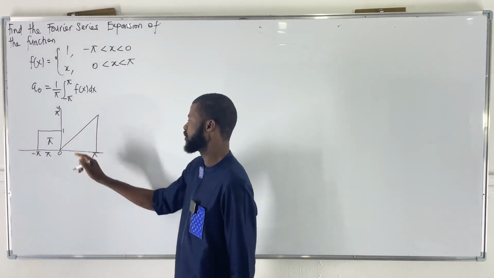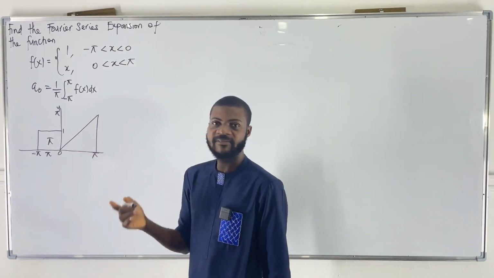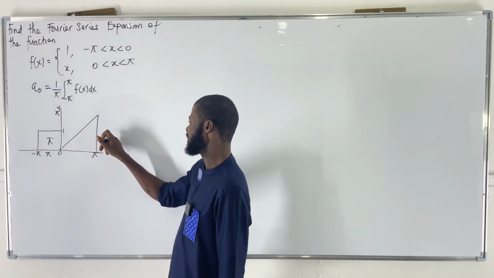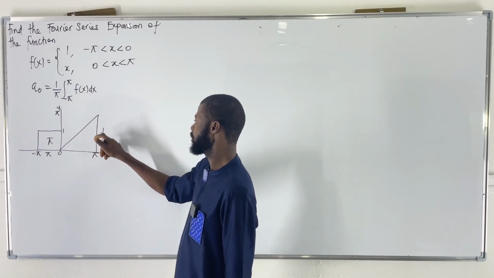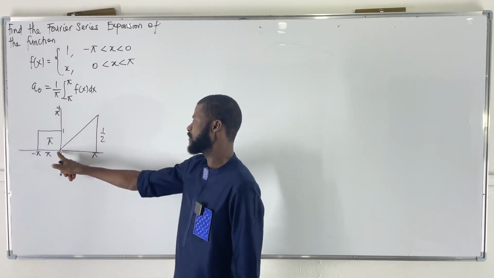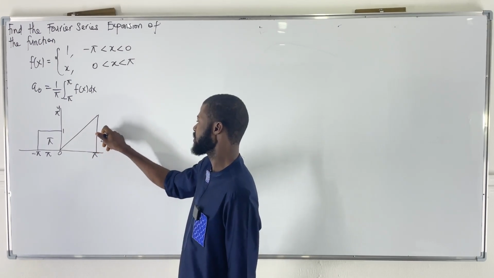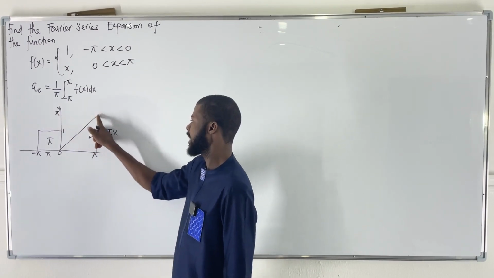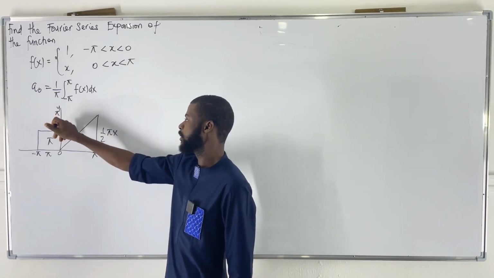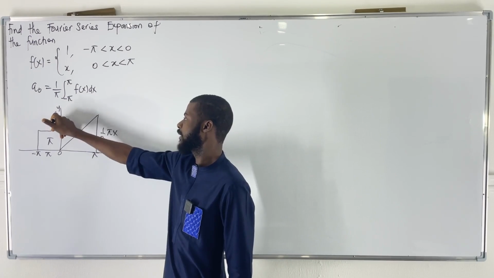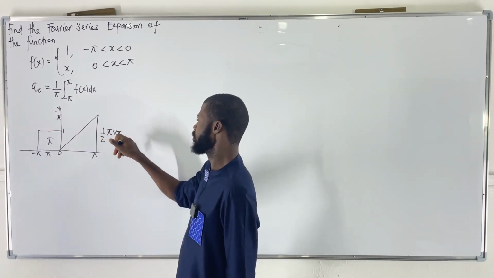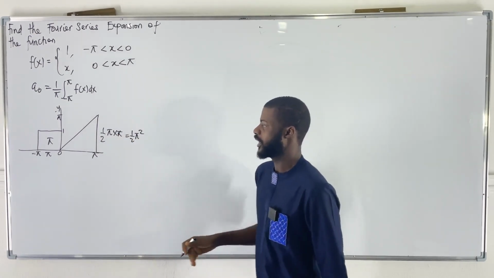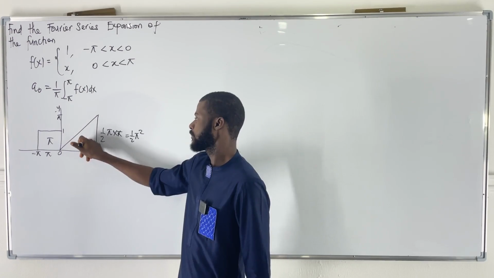Now how about this one? This is a triangle. The area of a triangle is half base times height. So we're going to say this is half BH. What's the base? The base is pi, because from 0 to this is pi. Then what's the height? How high did it go? It's pi. The height of this is pi, because when you trace it properly, you should have pi. So this will then become half pi squared. So the area of this part is half pi squared.